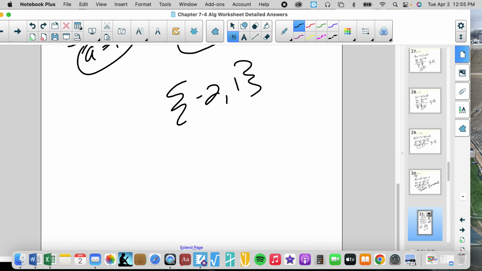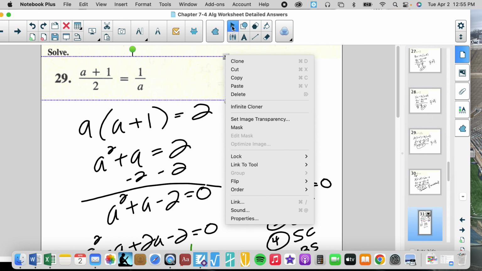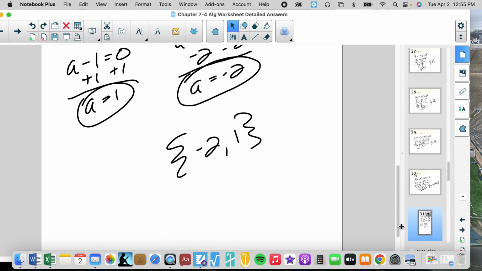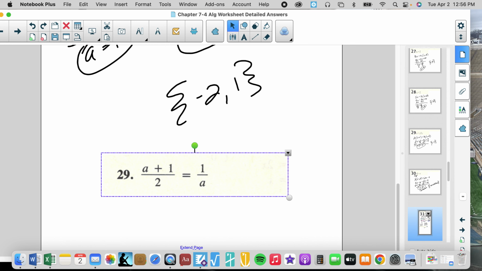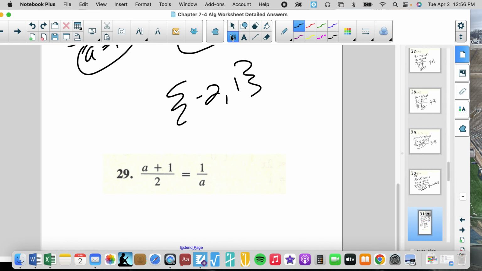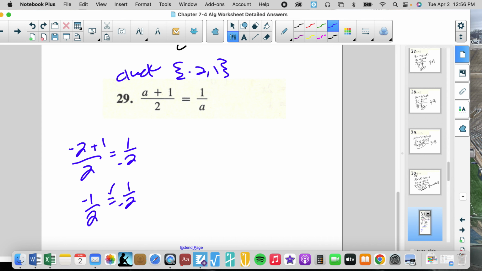So let's check. We're going to use this one. We're going to extend this little problem. We're going to check now. Let's copy and paste this down here. And we're going to check our answer. Let's check in blue. Let's check our solutions. So we're going to check when a is -2. So check -2 and 1. So -2 plus 1 over 2 equals 1 over -2. That's going to give us -1/2 equals 1 over -2, which checks.